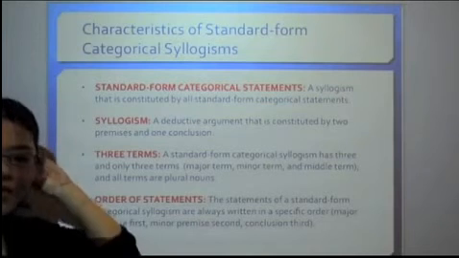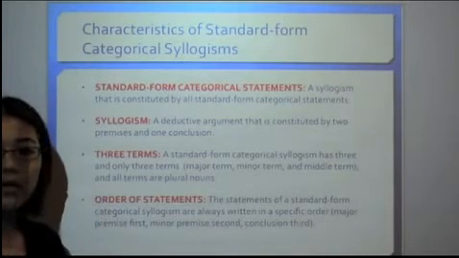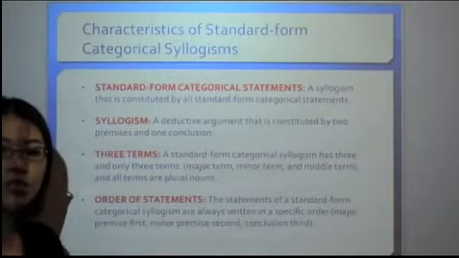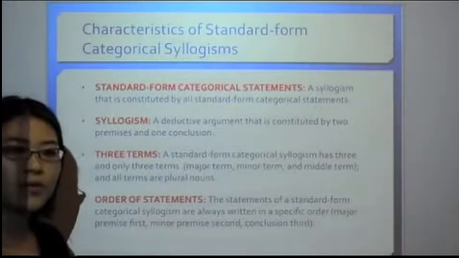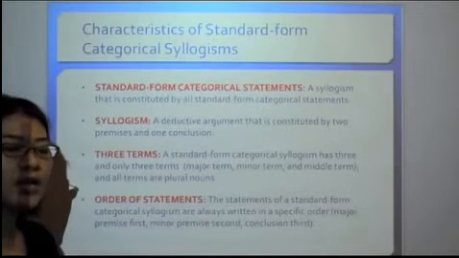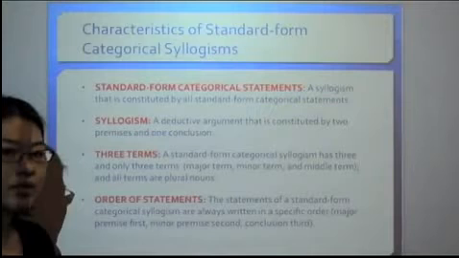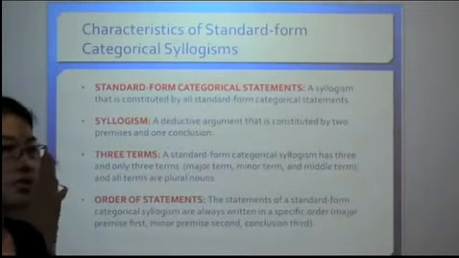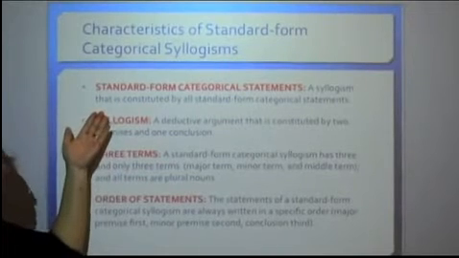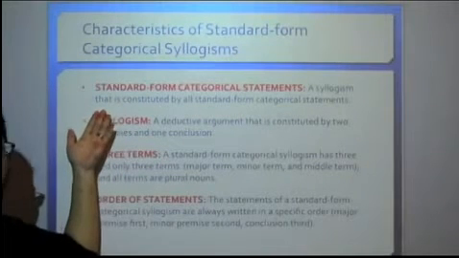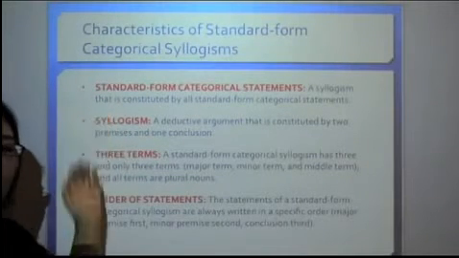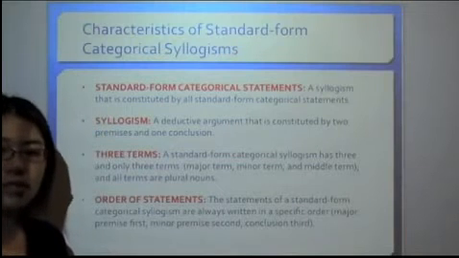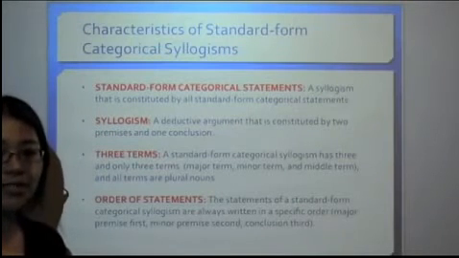So we've discussed a lot about standard form categorical statements, and now what we're going to do is start talking about standard form categorical syllogisms, okay? So standard form categorical syllogisms, what are they? Well, a standard form categorical syllogism is a syllogism that is constituted by all standard form categorical statements. Now, we know what standard form categorical statements are, but you might not know what a syllogism is.